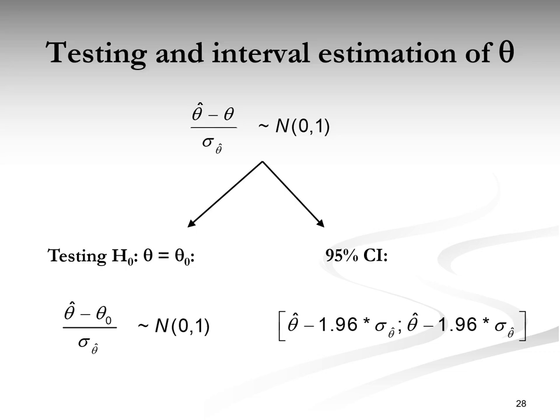How can we test and calculate interval estimates for theta? Well, again, the same slide as before. The only difference now is that the standard deviation of theta hat, so the standard deviation of the sampling distribution of our estimate of the mean population effect size, now is equal to the square root of the sum of two variances, rather than the square root of one variance.